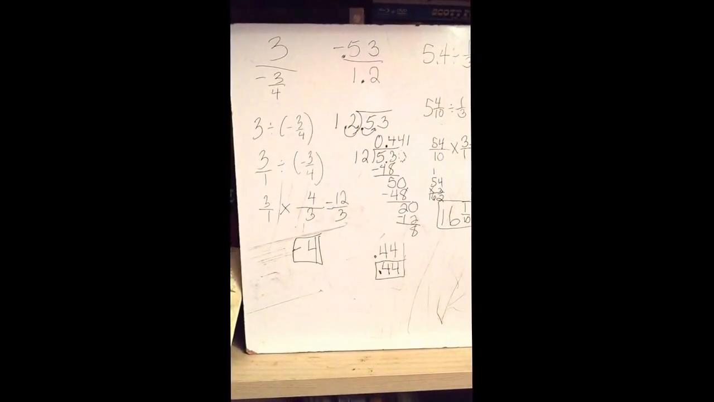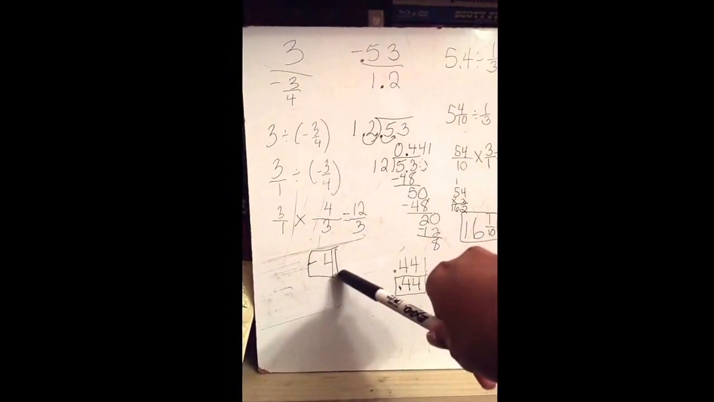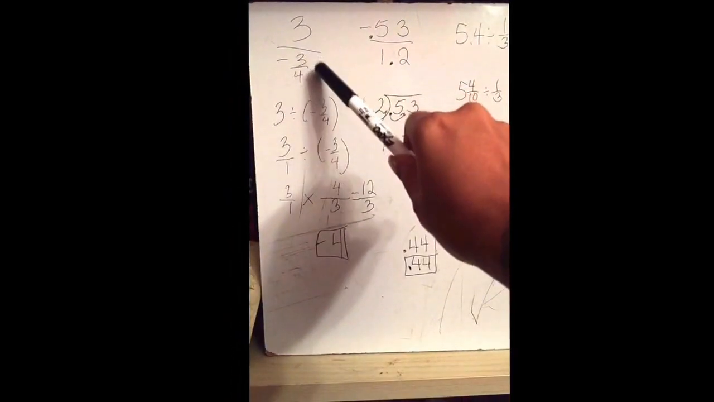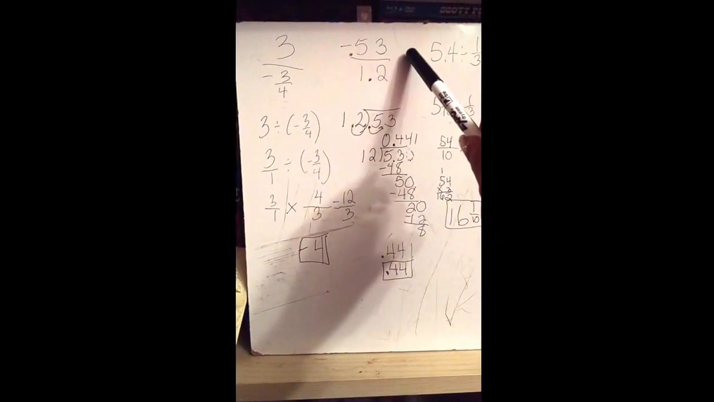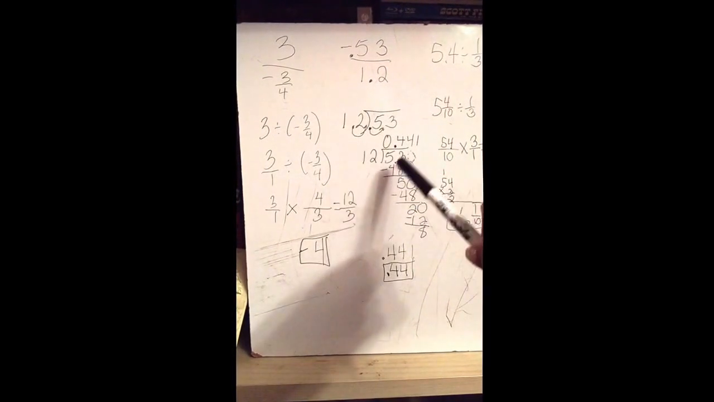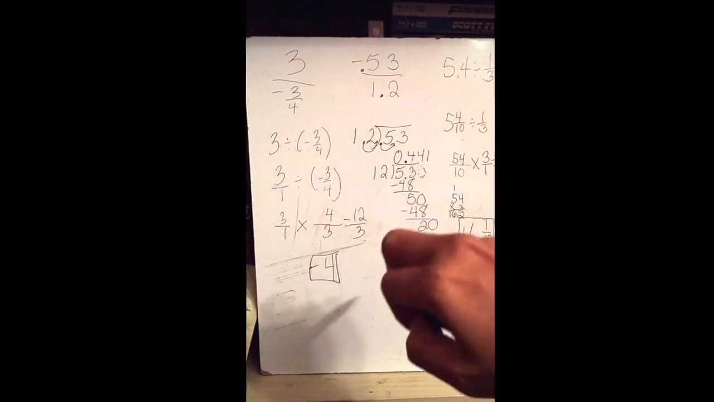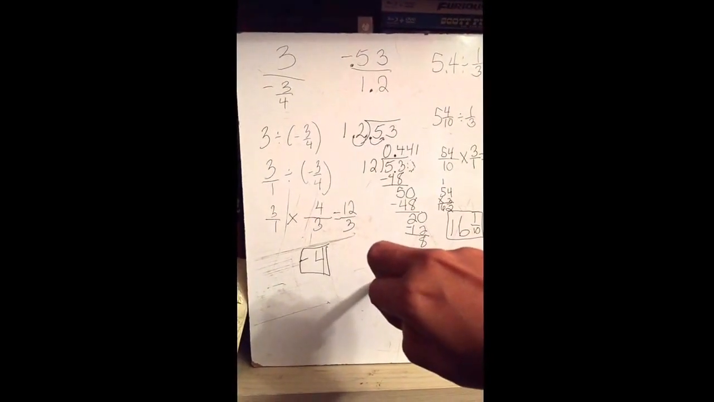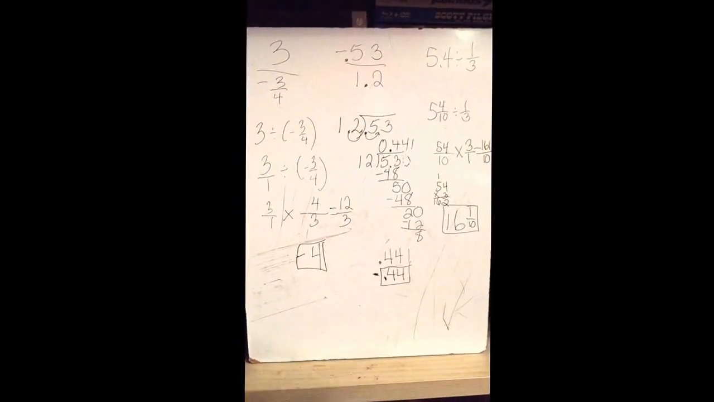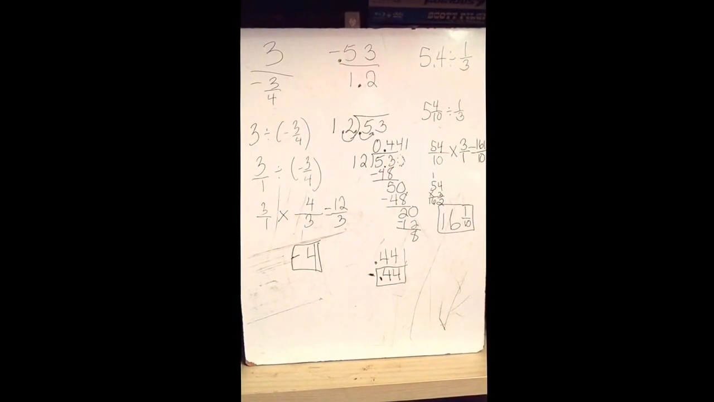Let's just make sure they all make sense. 3 divided by negative 3/4. I got 4, and it has to be negative 4 because one of them was negative. Negative 0.53 divided by 1 2/10. I end up getting 44 hundredths. But wait a minute, it's a negative here. So I should make sure my answer is also negative. I'm glad I went back and checked. So that would be negative 0.44. Well, negative 44 hundredths to say it correctly.